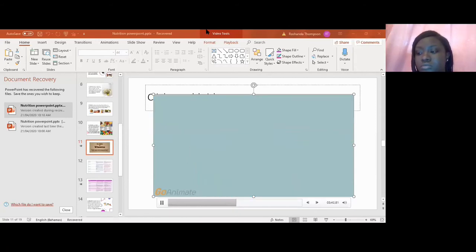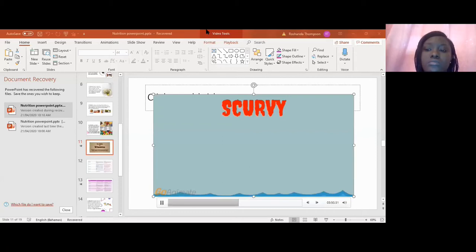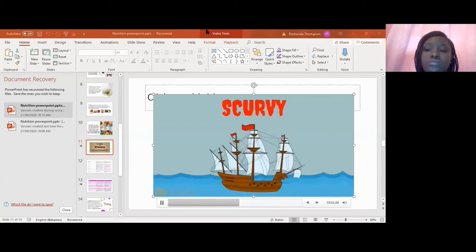So what happens when you don't consume enough vitamin C? Well, vitamin C deficiency can lead to a disease called scurvy. Scurvy was a disease that many pirates and sailors used to have when they were out at sea for long periods of time without access to fresh fruits and vegetables.